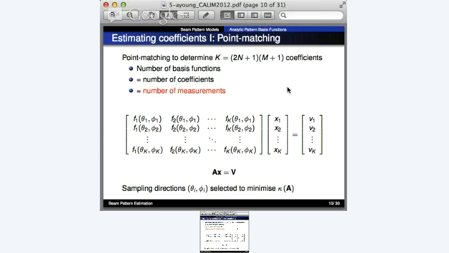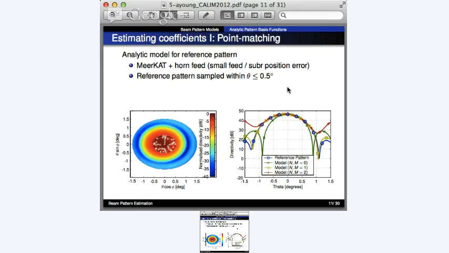So we did this for the MeerKAT optical system with a horn feed, where we just applied a small positioning error of the feed and the subreflector. And we sampled the reference pattern within a certain angular range, and then computed models with various numbers of expansion modes. So the first model, which is a zeroth order expansion, basically is just the Airy function, a single term. So you get this green line. And if you increase your order of expansion by one, you get a much closer match, this yellow line.